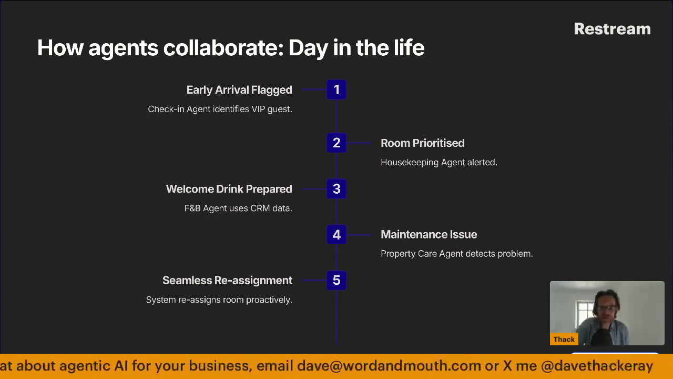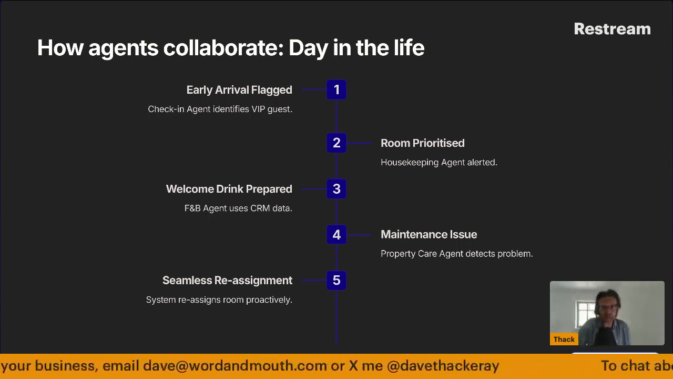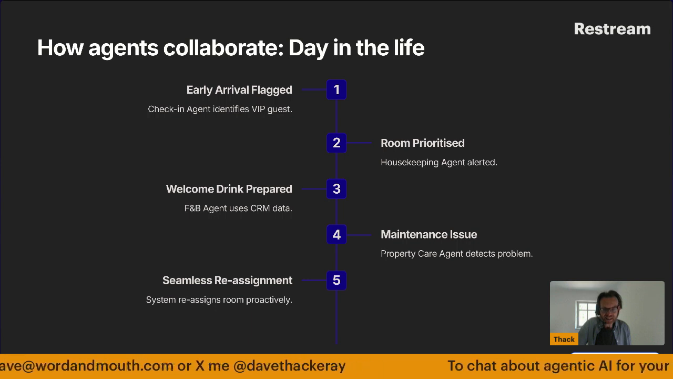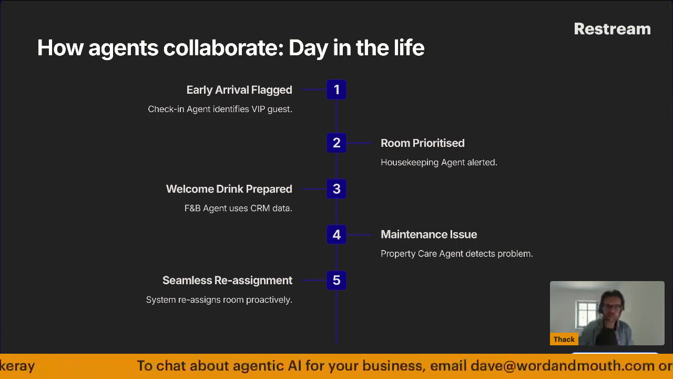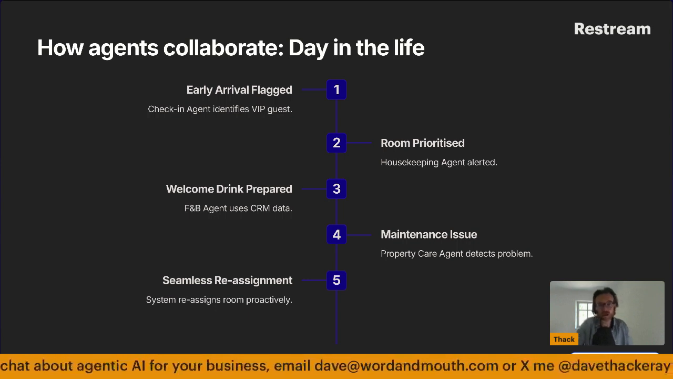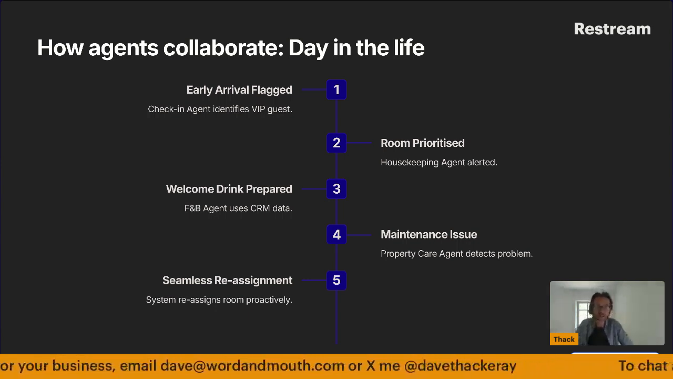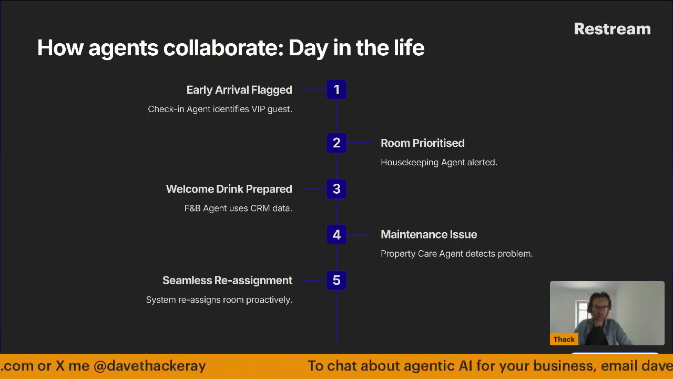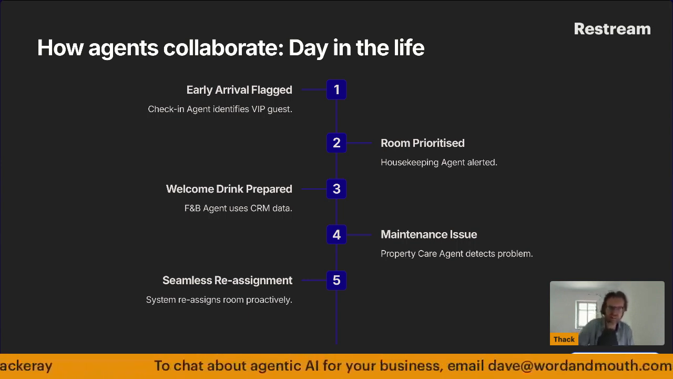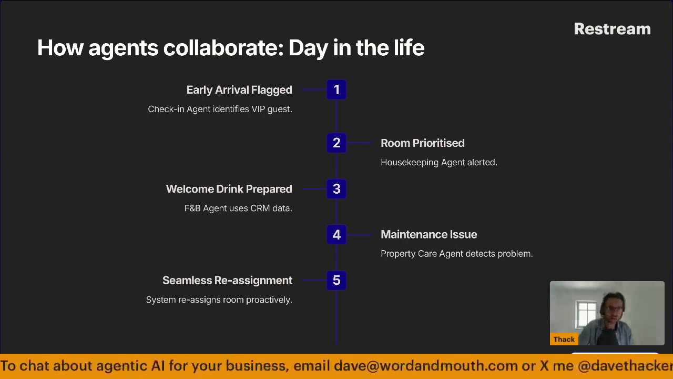Then there's a welcome drink prepared. This is all part of the manifest that's been generated by AI. CRM data, this could be your loyalty scheme, as I mentioned earlier. The F&B agent makes sure that kitchen or front of house or the bar staff know that a welcome drink is needed at 2 p.m. at check-in to say hello, and maybe a hot towel.